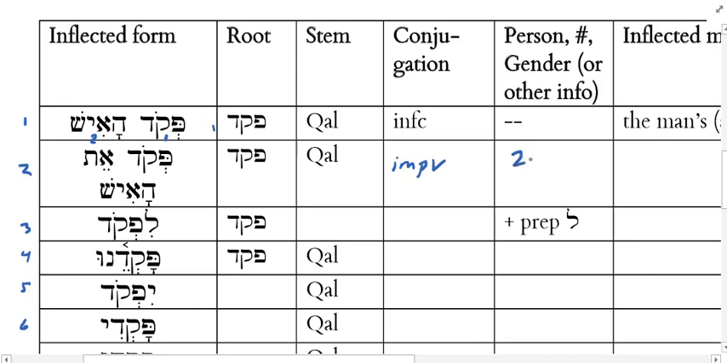Now, I'm going to put 2ms over here in the person, gender, number box because imperatives inherently have second masculine singular personal endings. Okay? Notice that for number 1, the infinitive construct is unmarked for person, gender, number because they don't have any of those things. So I'm going to leave that blank because there's no inherent person, gender, number marking for the infinitive construct.